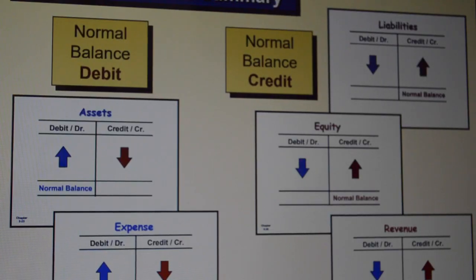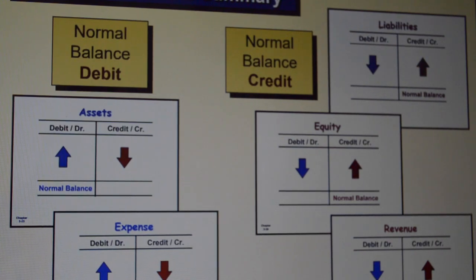Now let's discuss the normal balances of each kind of accounts. The assets usually have normal debit balance. Expenses usually have normal debit balance. Liabilities have normal credit balance. Equity has normal credit balance. And revenue also has normal credit balance.